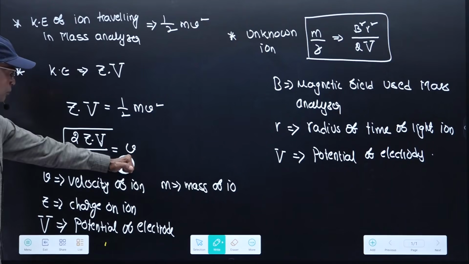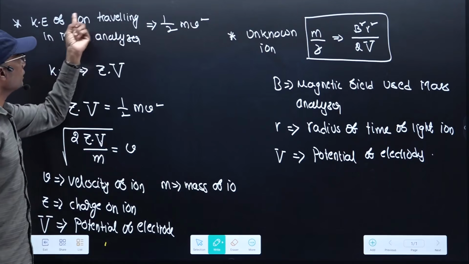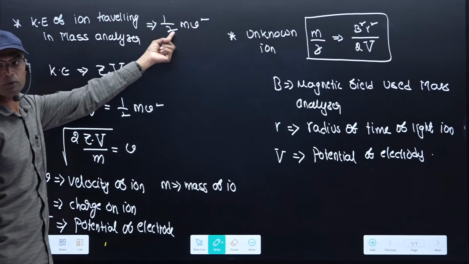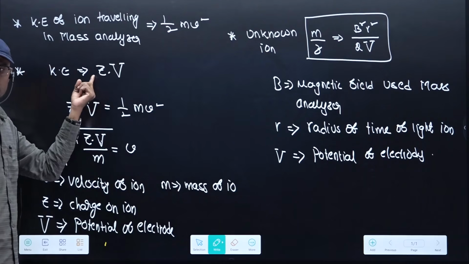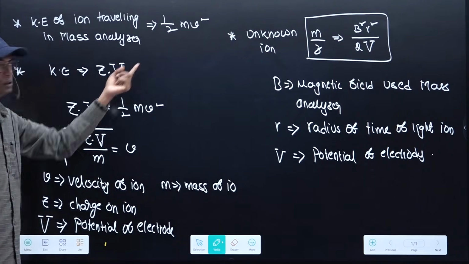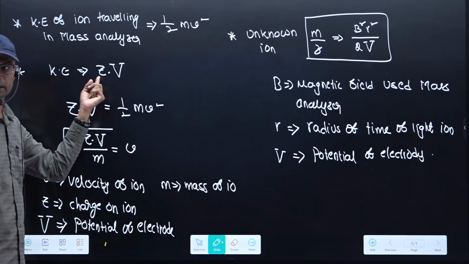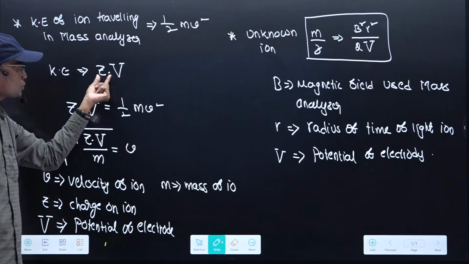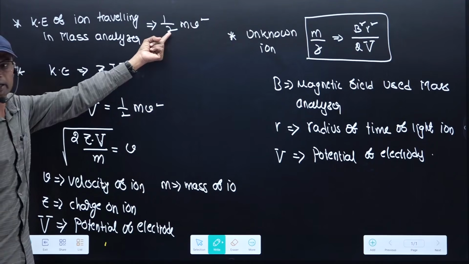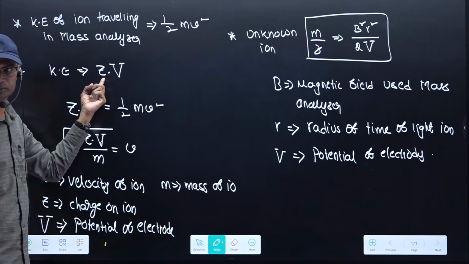These two formulas you need to remember. Only two formulas are there. Kinetic energy of any traveling ion in the mass analyzer is equal to half mv square. So this half mv square is equal to its corresponding charge, and this kinetic energy depends on the product of these two. What is it? Charge of ion, and V is equal to potential of electrode. If you take the product of these two, that will give this kinetic energy. It means indirectly this speed depends on the product of these two.